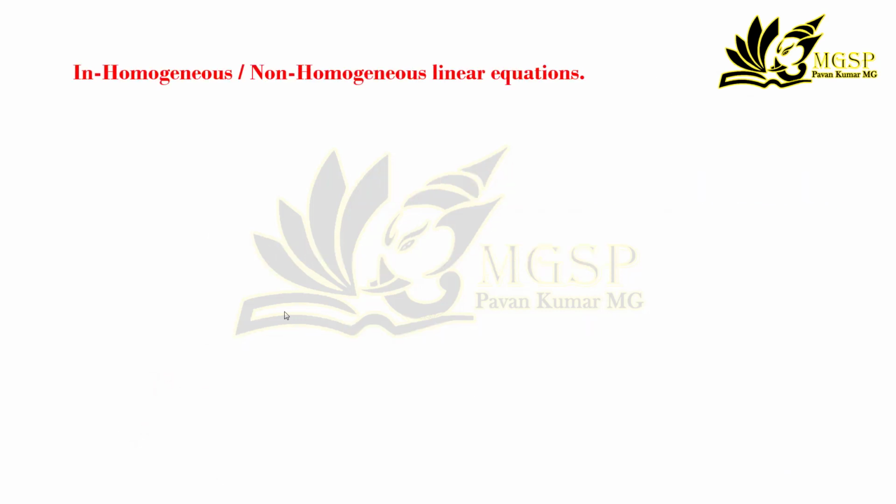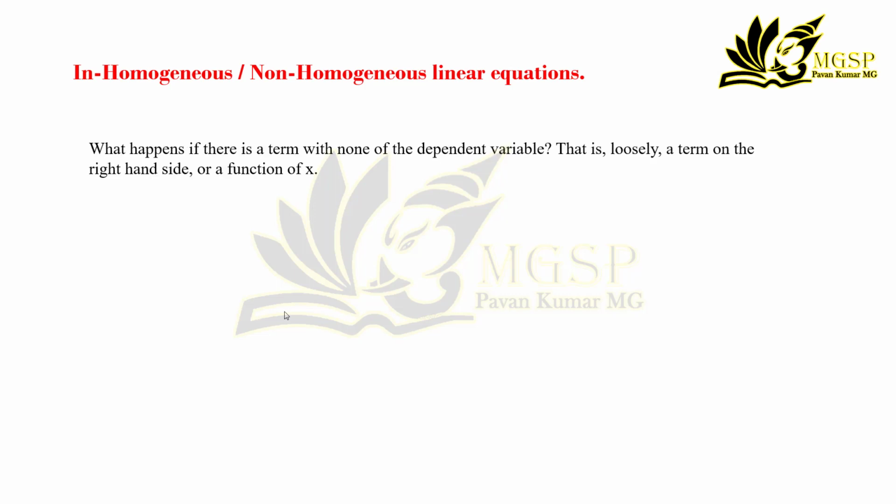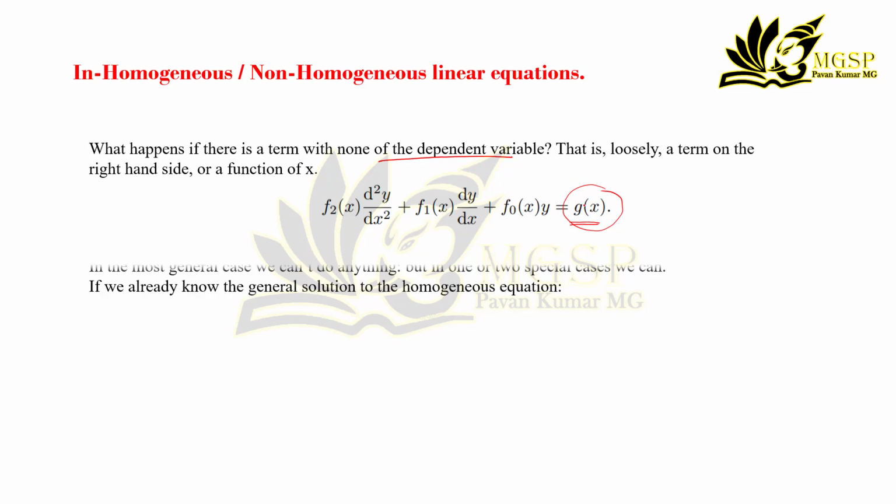In a homogeneous or non-homogeneous linear equation, what happens if there is a term with none of the dependent variable, that is, loosely, a term on the right hand side? In the homogeneous case, this term is 0. In the non-homogeneous case, there is some function present on the RHS. This is the non-homogeneous differential equation. In the most general cases, we don't do anything, but in one or two special cases, we can.